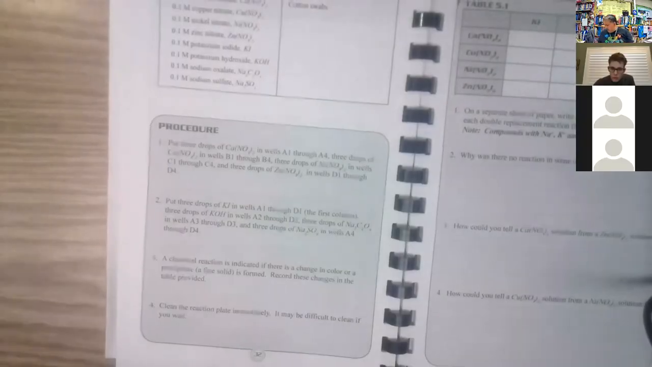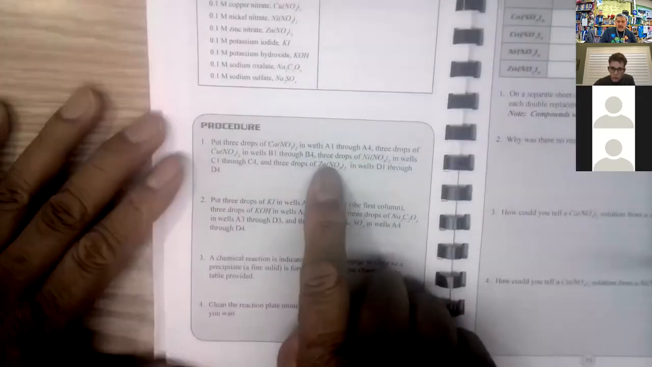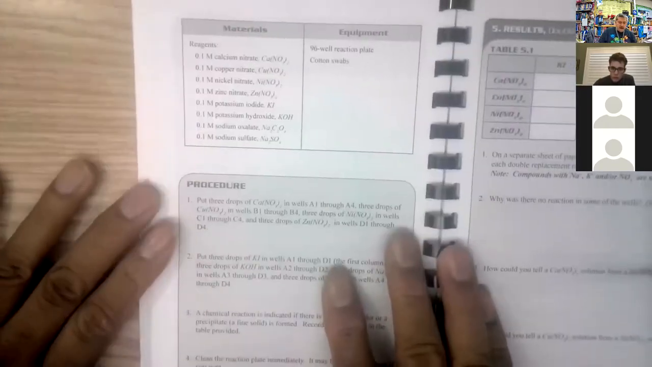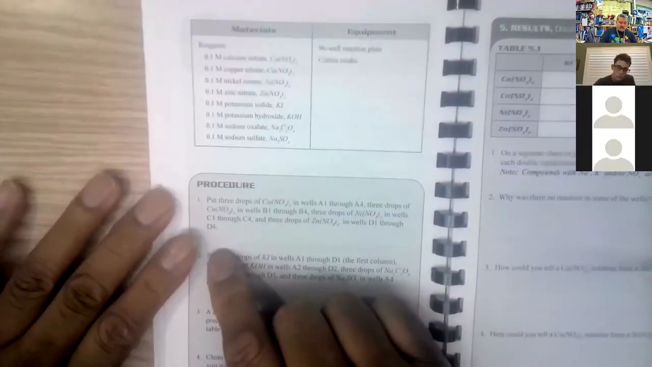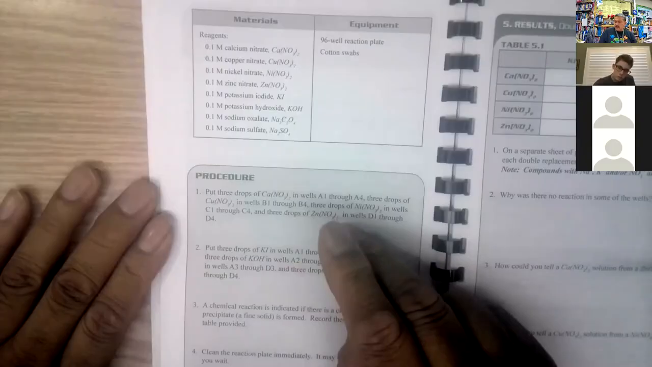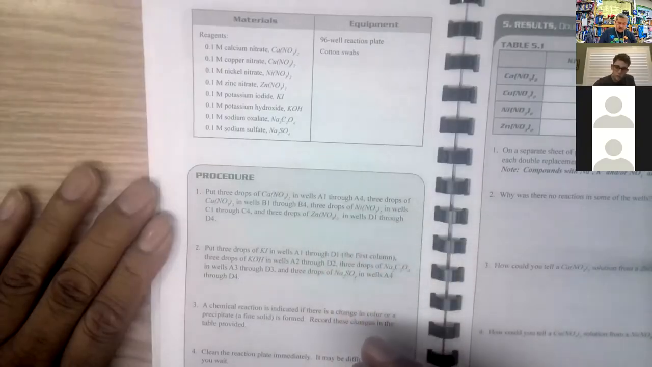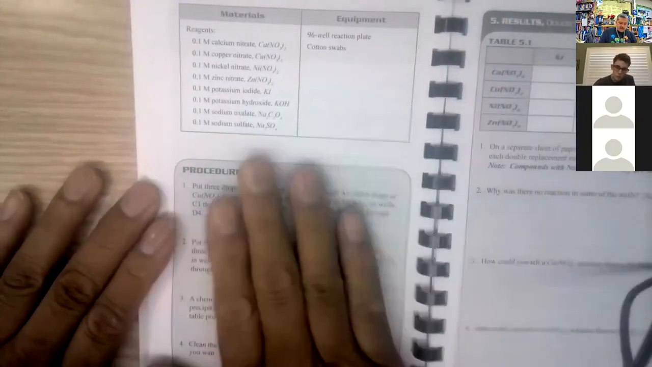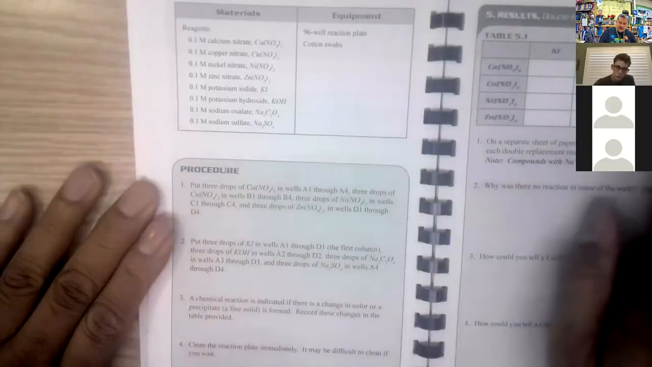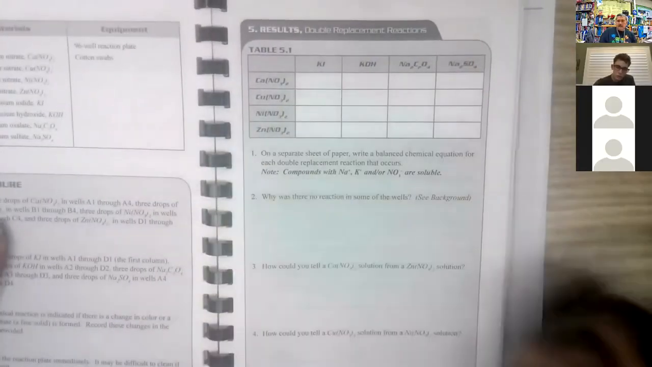Oh, I need a well plate. I don't have a well plate. Shucks. Then it says to add these chemicals in here. These are all chemicals that you have in your kit. So I'm going to need to go get a well plate, and then we're going to follow these instructions right here, and then we'll take the information that we get, and we'll use it to complete this table.